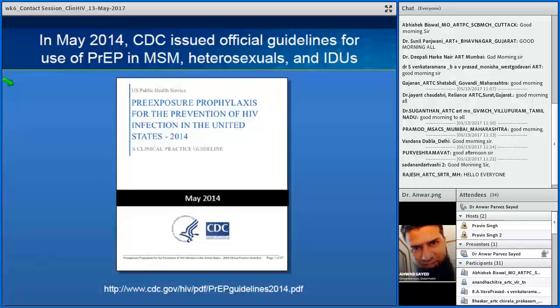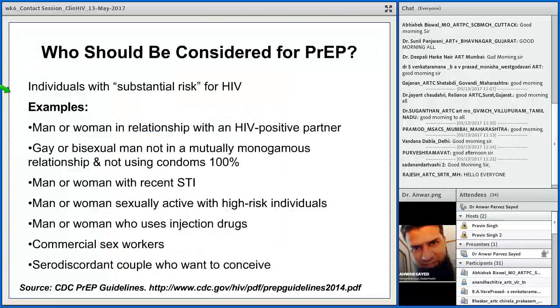So there are CDC guidelines on this, how to give or how to use pre-exposure prophylaxis. These guidelines were released in 2014. There is no revision after that.